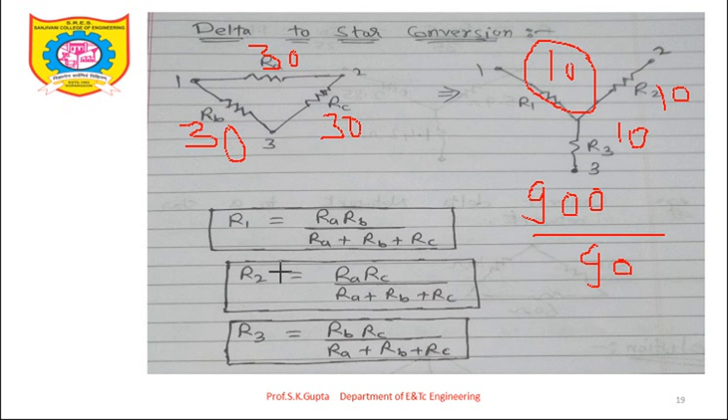So this way we can convert delta network to star network by this conversion formula, and we have the relationship. If resistances in star are same, then R delta is 3 times R star, and if resistances in delta are same, then R star equal to R delta divided by 3. Okay, thank you.